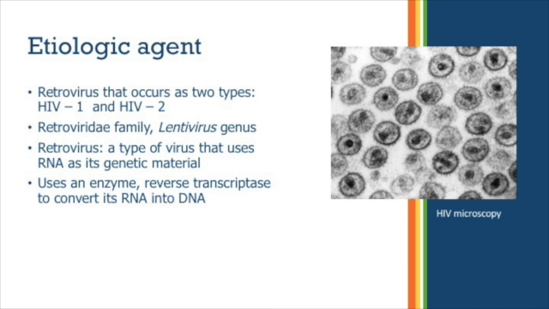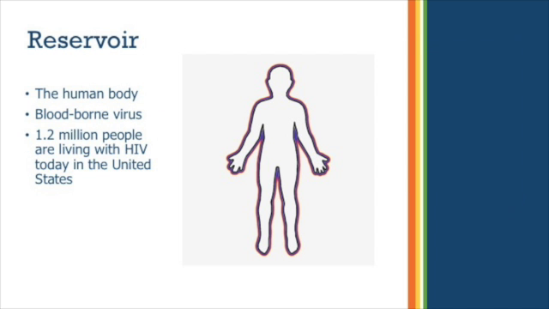A retrovirus is a type of virus that uses RNA as its genetic material. After infecting a cell, a retrovirus uses an enzyme called reverse transcriptase to convert its RNA into DNA. The retrovirus then integrates its viral DNA into the DNA of the host cell, which allows the retrovirus to replicate. The reservoir for HIV is the human body. It is a blood-borne virus.